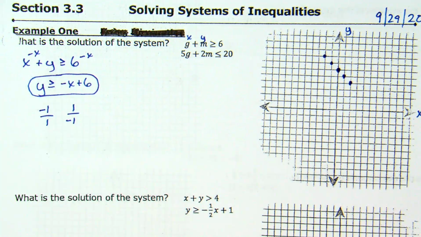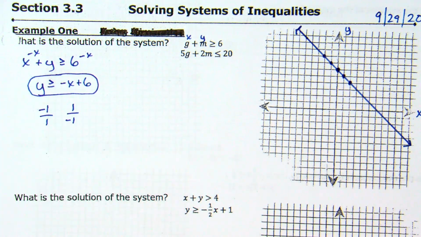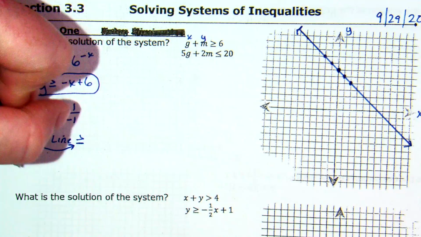I would encourage you, make your line the length of the graph. Don't make it a real short line. Make it the length of the graph, because what is my next step here? You want to cross them. It was a solid line because it was greater than or equal to.